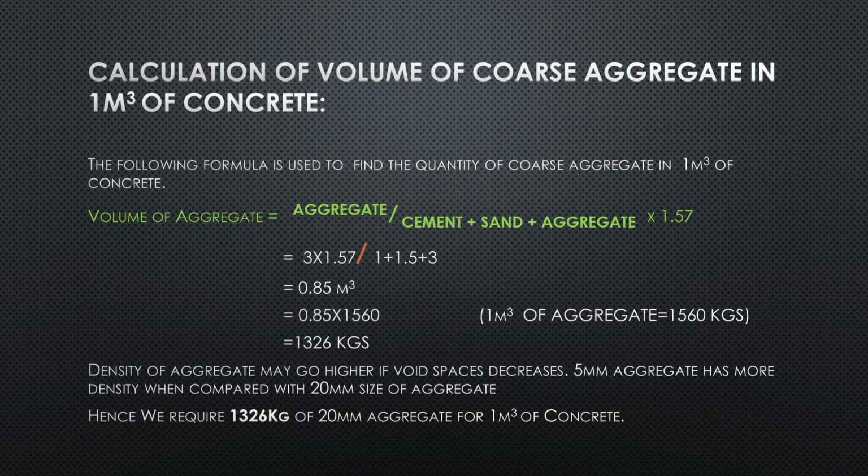The density of aggregate may go higher if void spaces decrease. 5 mm aggregate has more density when compared with 20 mm size aggregate. Hence, we require 1326 kgs of 20 mm aggregate for 1 cubic meter of concrete.